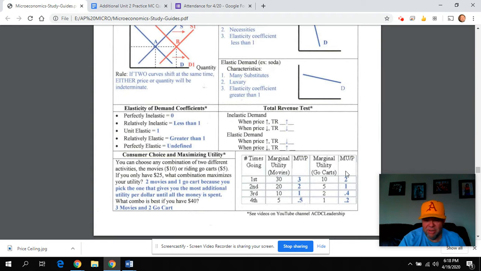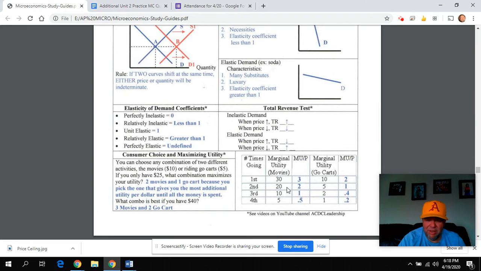Consumer choice. Remember, this is where if you have a certain amount of money, you have to spend it between two things. To maximize your utility, you spend all the dollars, and then you figure out that the marginal utility per dollar spent of the two goods has to be equal. So 2 and 2. So if I had 20, let's see, I have $25.